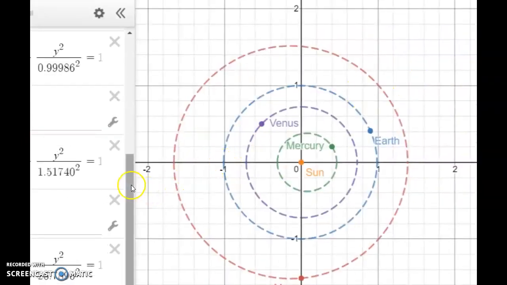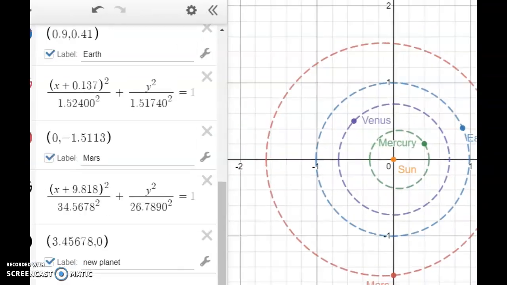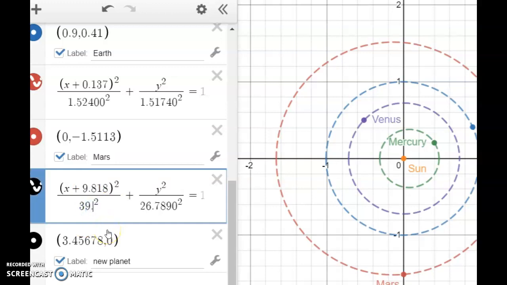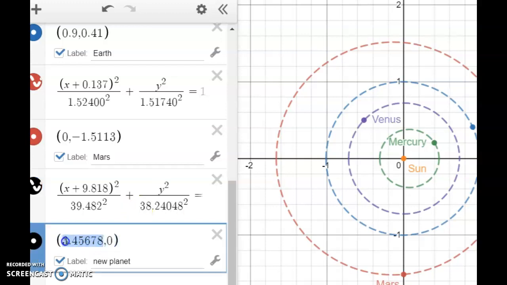So this is where I need to plug in the numbers for Pluto. As I said, I already plugged in the 9.818, but here this one is 39.482. And over here, this one is 38.24048. I don't think I need it that accurate, but oh well. This one here I have to fix, 9.818. And then here I'm going to put in Pluto.